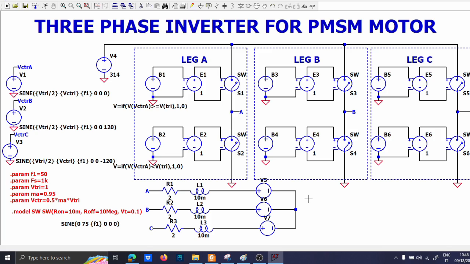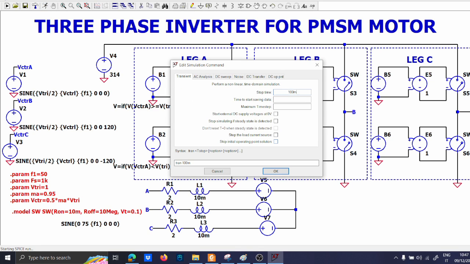Now we need to visualize also the frequencies, and to do that we can use the .four statement, but I can show you that later. It is not so hard. And now the only thing left to do is to run the simulation. And let's see what happens. So let's run for 100 milliseconds.